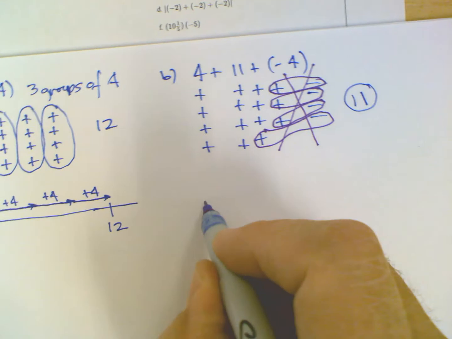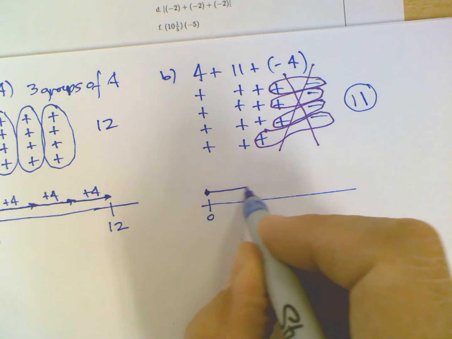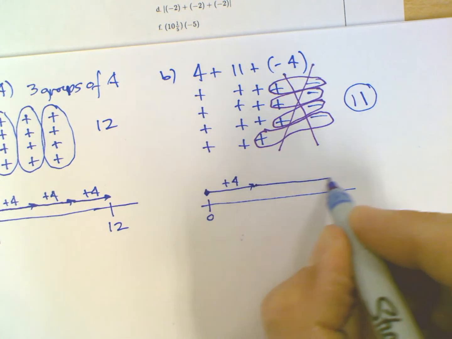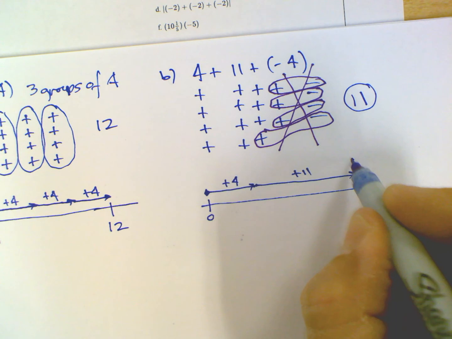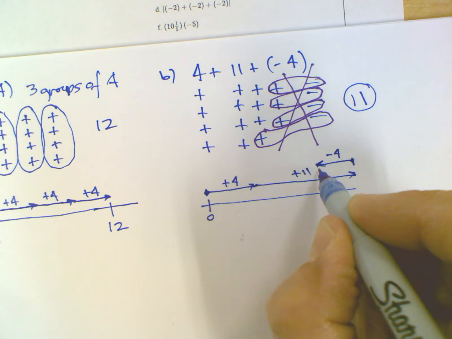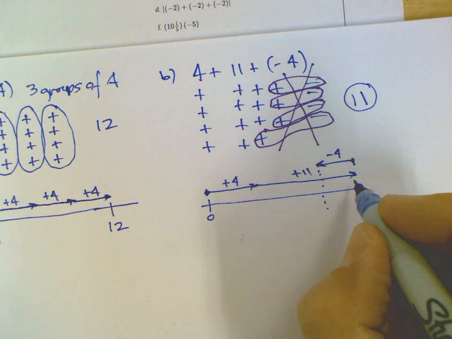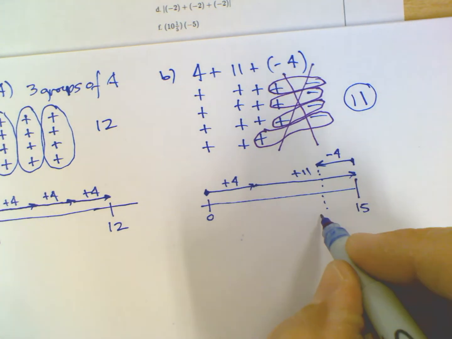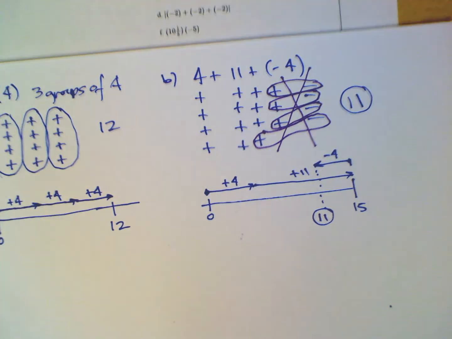As a number line, you would start again at 0, and I'm going to go positive 4, and then it wants me to do another leap of positive 11, and then I turn around and go backwards because I'm going negative 4 in the other direction, and the question is, where do I land, right? So I went 4 plus 11, which put me at 15, and then I go backwards 4, which then ends me at 11. So I can see either way, I end up with 11.